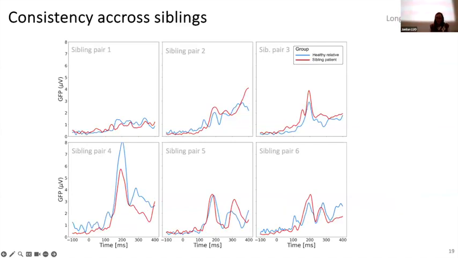And the last result I want to share concerns the pairs of siblings. We have pairs of parents, brothers and sisters, and children and parents, so that means they have 50% of DNA in common. In each of those plots, I show one pair. The red waveform corresponds to a schizophrenia patient, and the blue waveform corresponds to one brother or sister. And as you can see, there is a great resemblance between the waveforms of siblings, and overall they have a comparable number of peaks, amplitudes, and latencies.